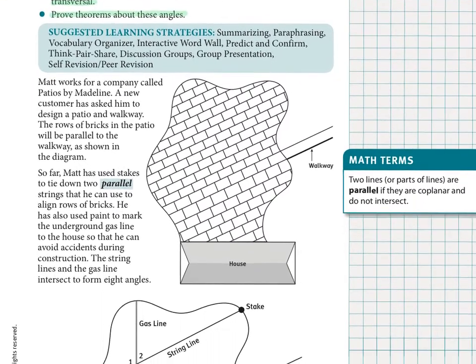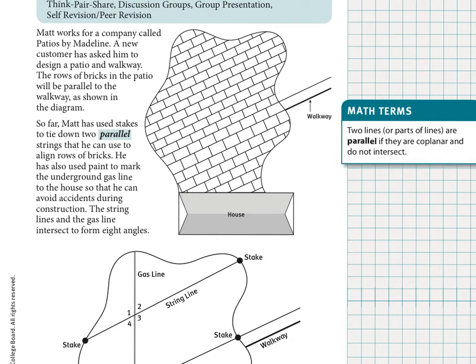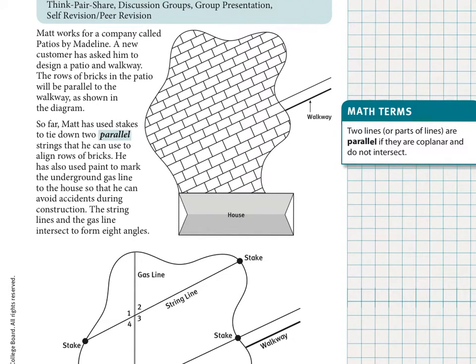If we look below, we can see a real-life story problem that relates to this. Matt works for a company called Patios by Madeline. A new customer has asked him to design a patio and walkway. The row of bricks in the patio will be parallel to the walkway, as shown in our diagram. So we can see over here that we have our walkway, and the bricks are going to be parallel to that. So far, Matt has used stakes to tie down two parallel strings.